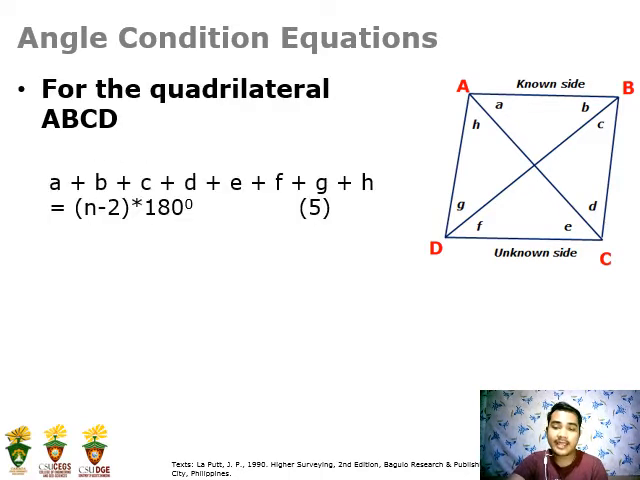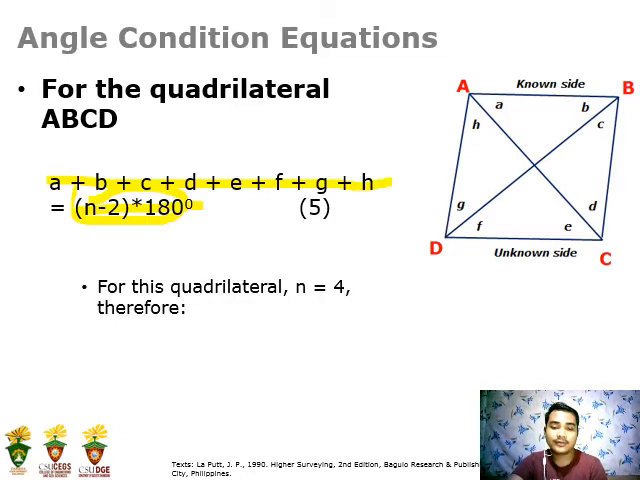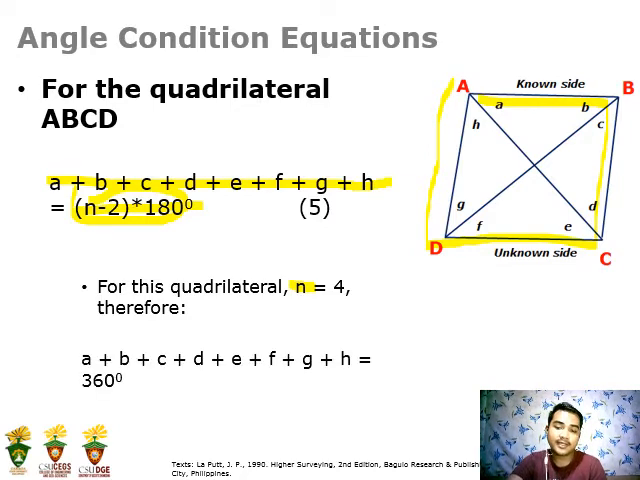So for the quadrilateral ABCD, we can say na si A plus B plus C, D, E, F, G, H, kung ato na siyang i-add, it will result to this equation. So this equation, n minus 2 times 180 degrees, is the equation for getting the sum of the interior angles of a polygon. So for this quadrilateral, we can say nga ang n is equal to 4. Okay, since quadrilateral man siya, so 1, 2, 3, and 4. So upat na siya ka sides. Therefore, sa atong isam tanan, no, ang interior angles, it will give us 360 degrees.